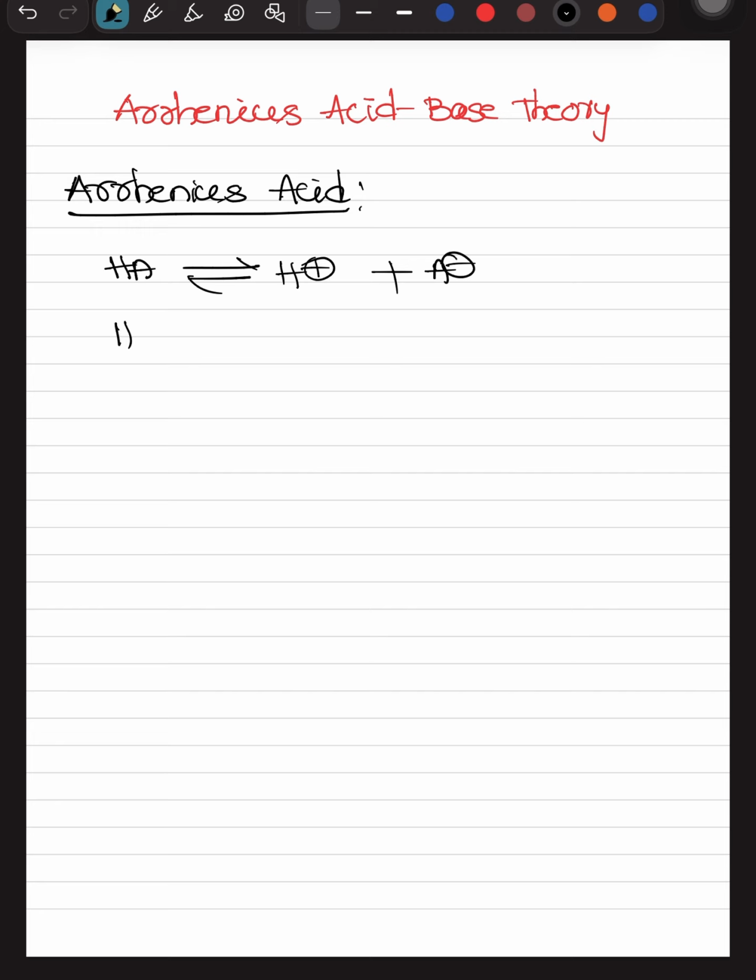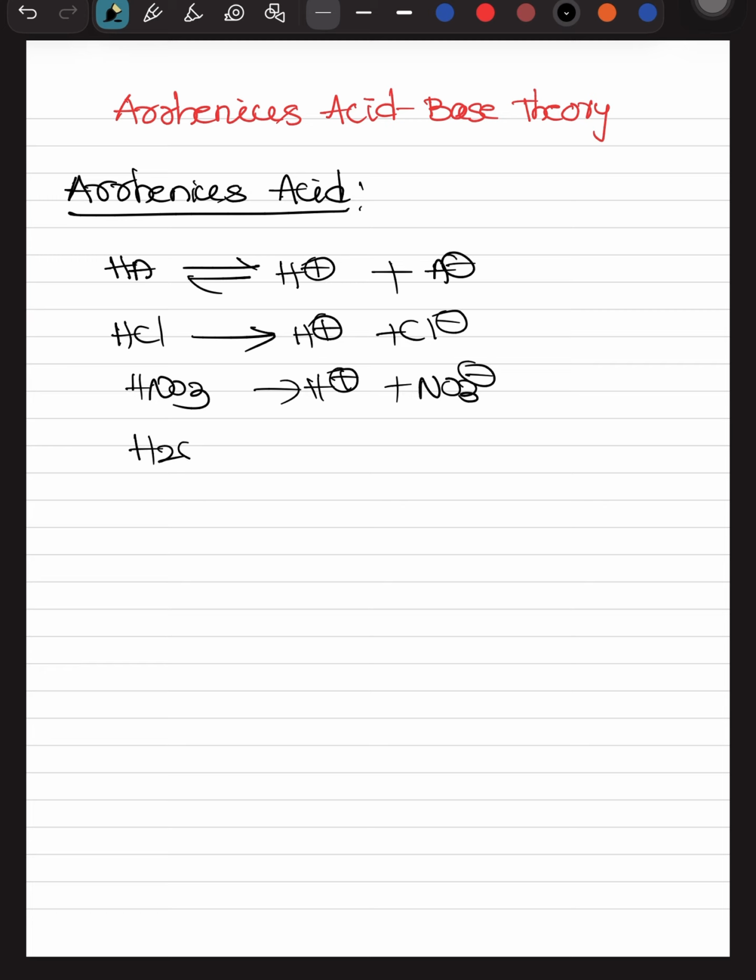For example, if you take HCl, when we dissolve it in water, it will release the H plus ion. If you take HNO3, when we dissolve it in water, it releases H plus. If you take H2SO4, it releases 2 H plus ions plus SO4 2 minus. So the key condition here is water.